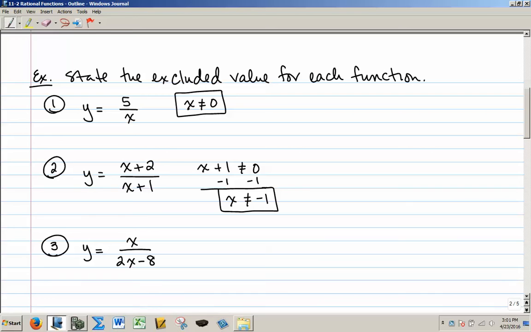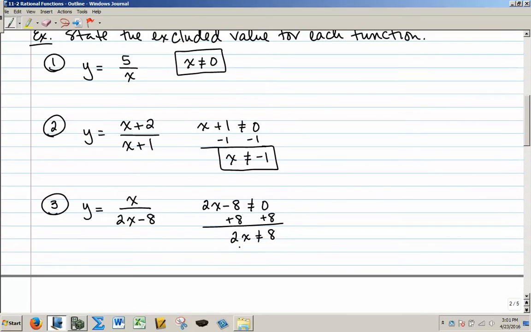And in our last example, y equals x over 2x minus 8. Again, my denominator, 2x minus 8, cannot equal 0. So I just solve that like an equation. Add 8 to both sides. So 2x cannot equal 8. Dividing both sides by 2, x is not equal to 4. So 4 is my excluded value. For this function, x can be any number except for 4.